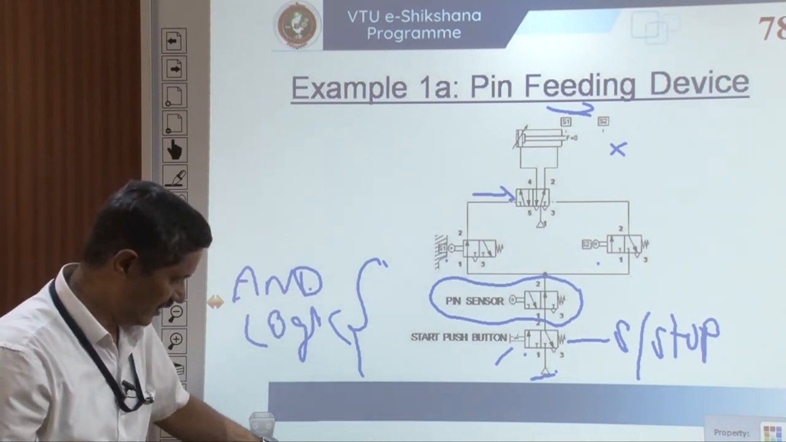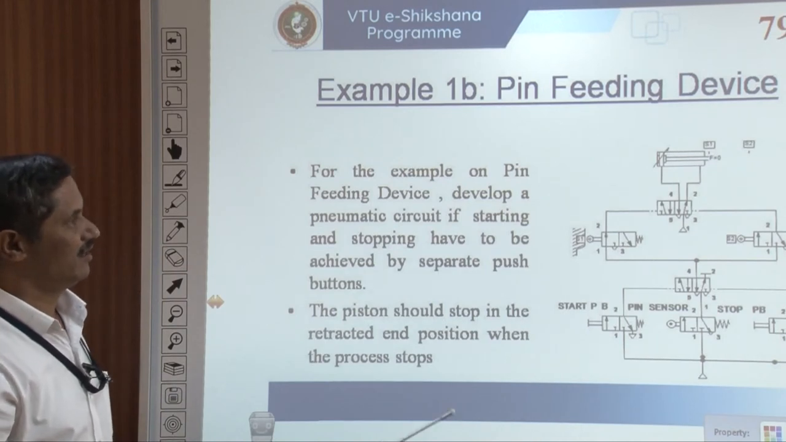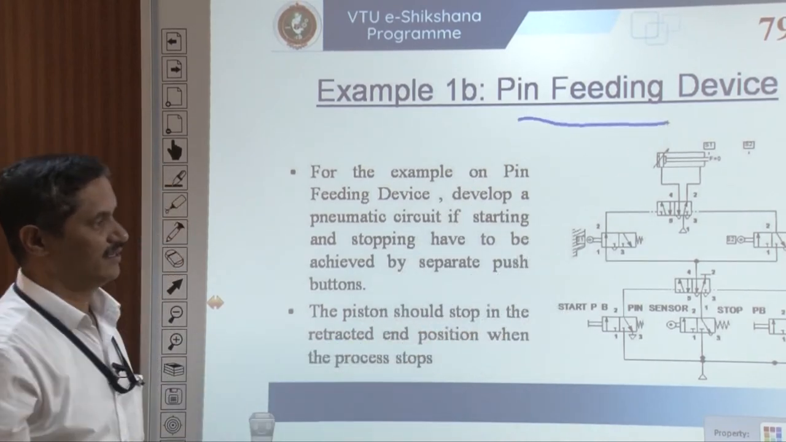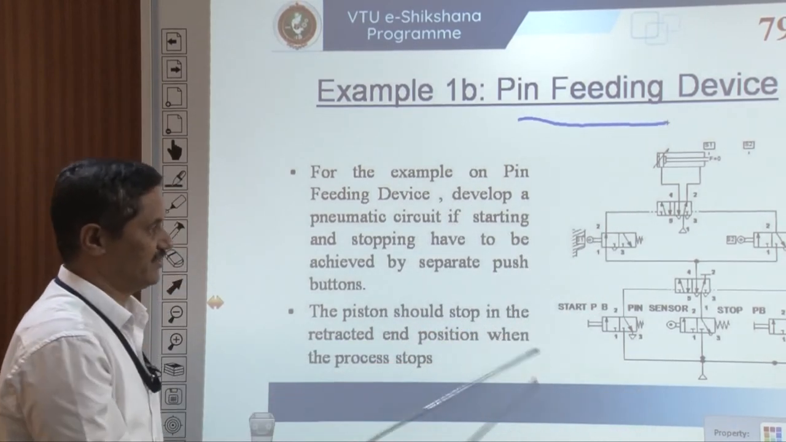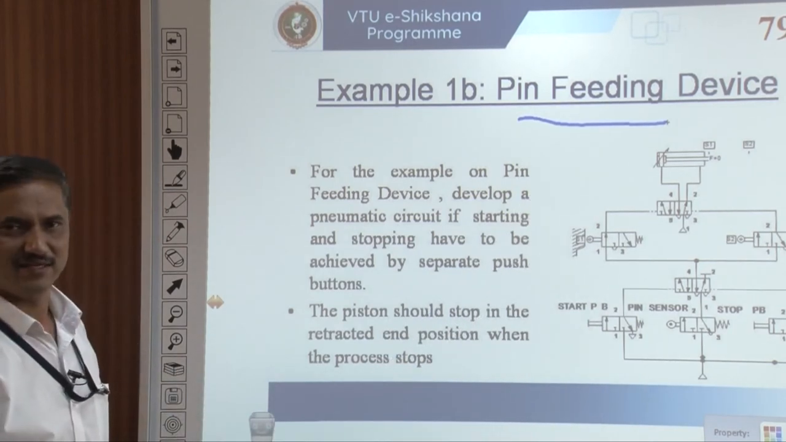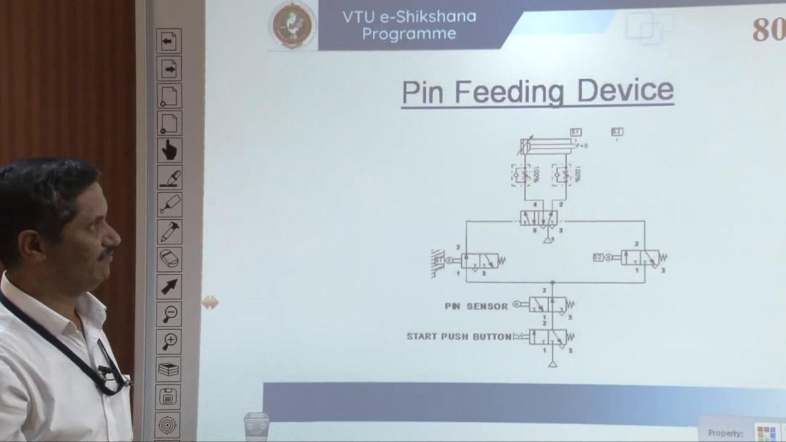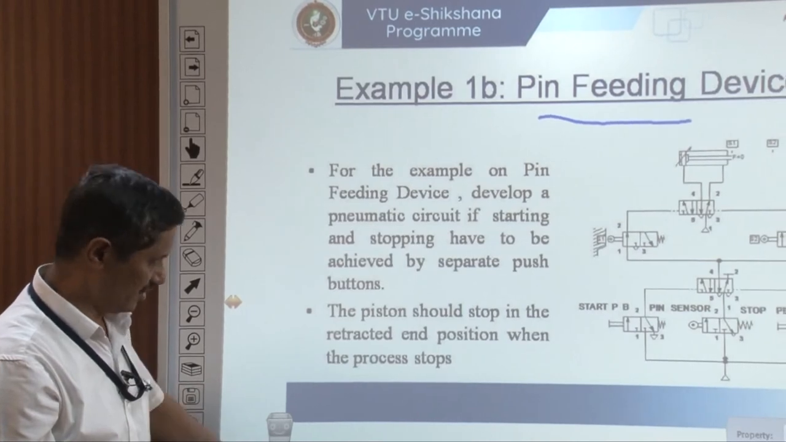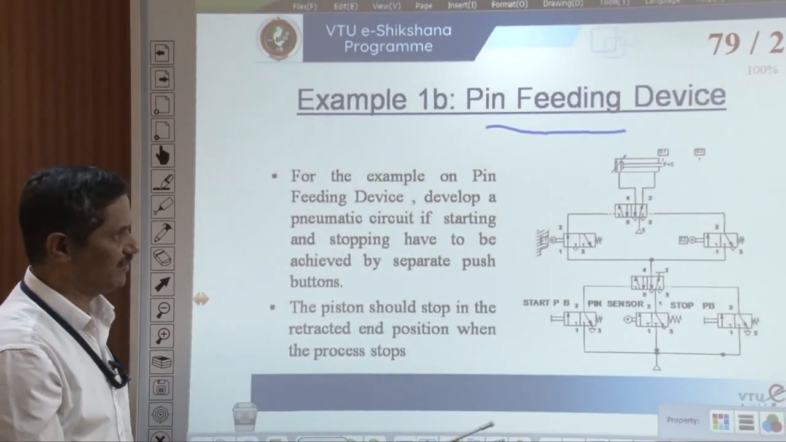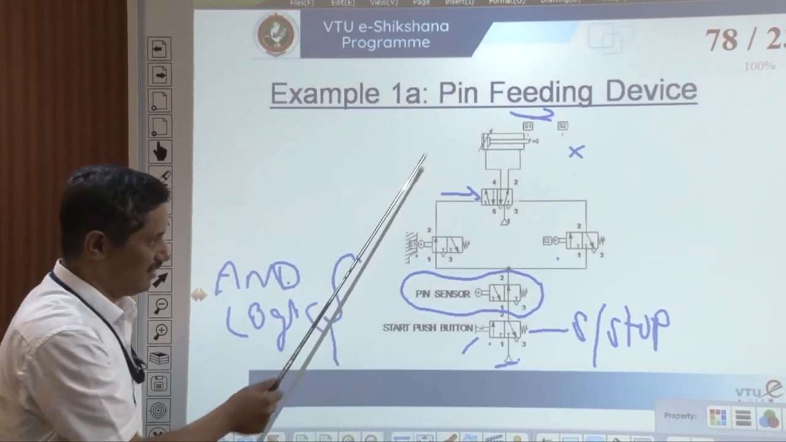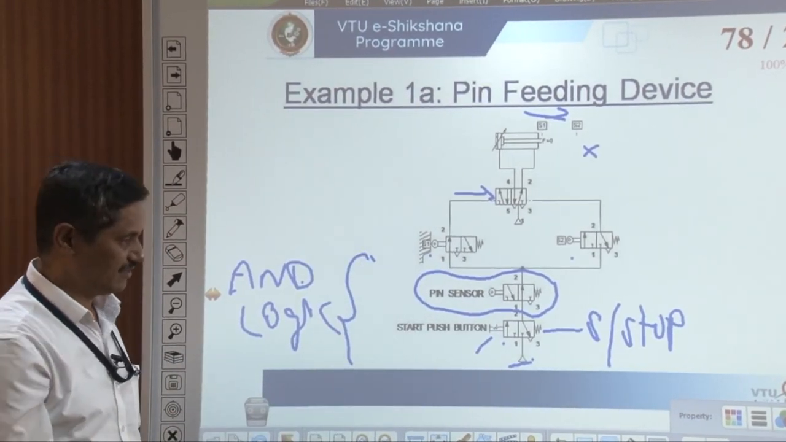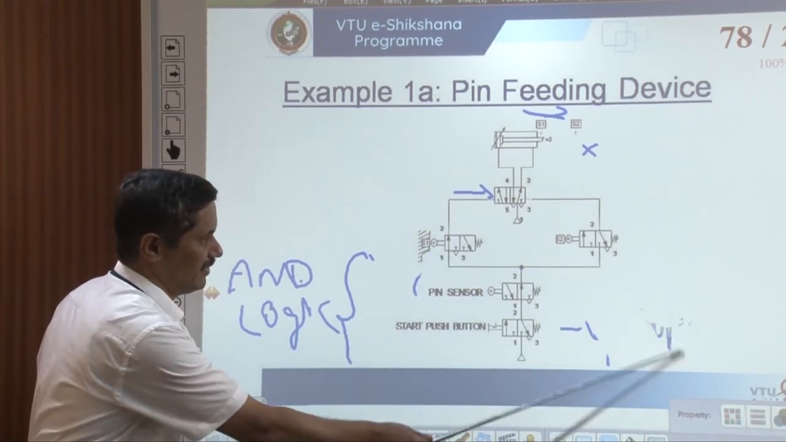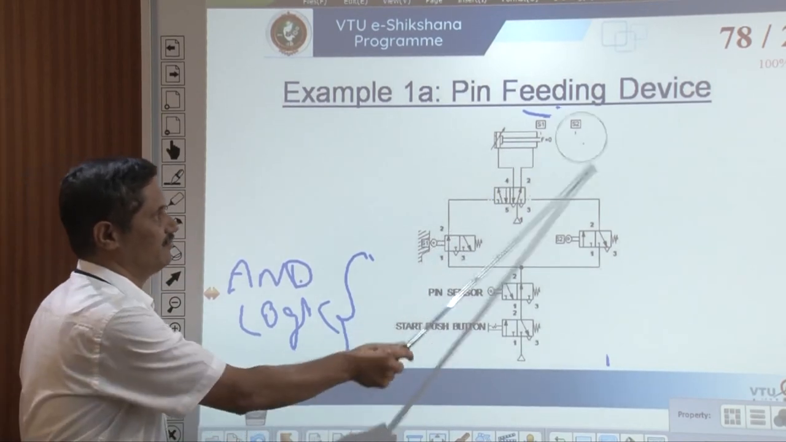As we have a little time, I will just continue. There are many such examples. This is one for a pin feeding device. So we can create different types of circuits using these kinds of valves. It is not necessary to have only one circuit, not necessarily only this configuration. The simplest configuration I have shown in the first figure. Okay, the simplest configuration that we can make, we have shown it here.